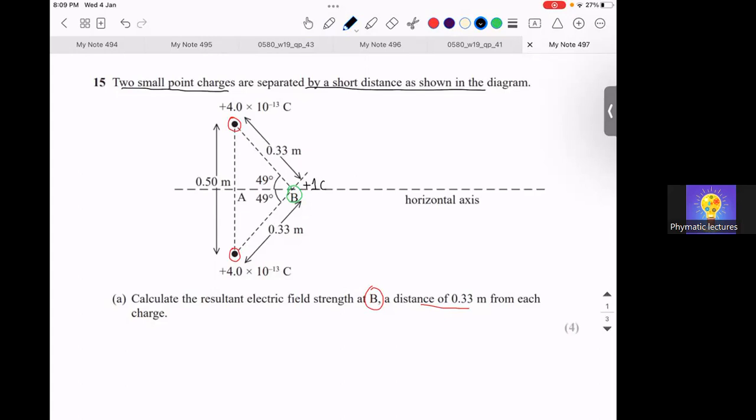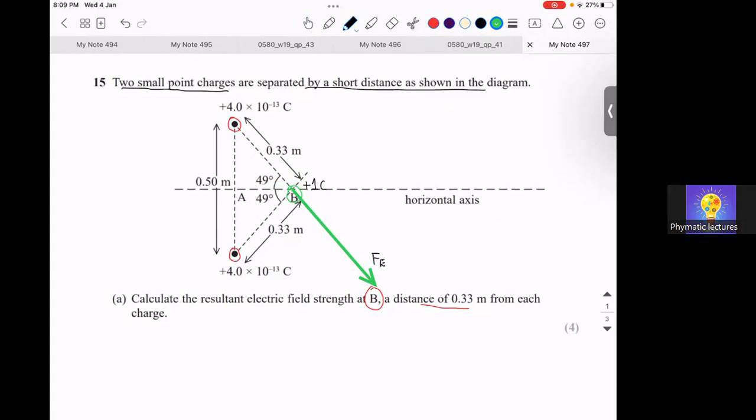We know the electrostatic force will definitely act between this 1 coulomb charge and 4 times 10 raised to minus 13 coulomb. In which direction is this force acting? Both are positive in nature, so this will repel away like this. The 1 coulomb charge will be repelled, and this force is actually the electric field.